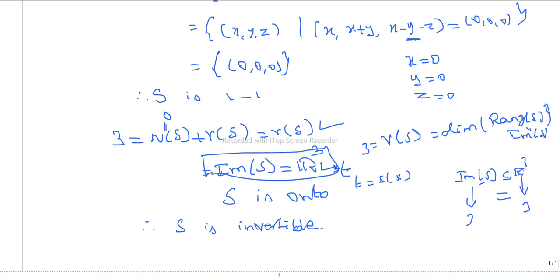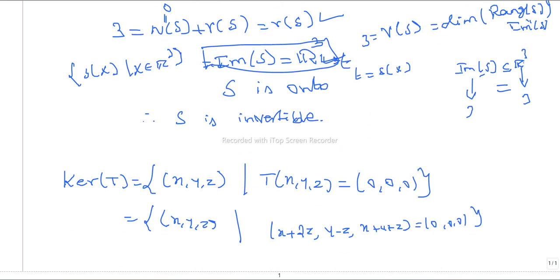So what is the definition of the image? It's the collection of all S of capital X, where capital X is in R3. And we prove that this is equal to R3. Therefore, any element in R3 is of the form S of something, so it should be onto. That's it. To prove a linear transformation or a function is onto, we have to show that the image of the set is equal to the entire codomain. If you prove that, the function is onto. Here the image, our range space, should be R3, therefore it is onto.